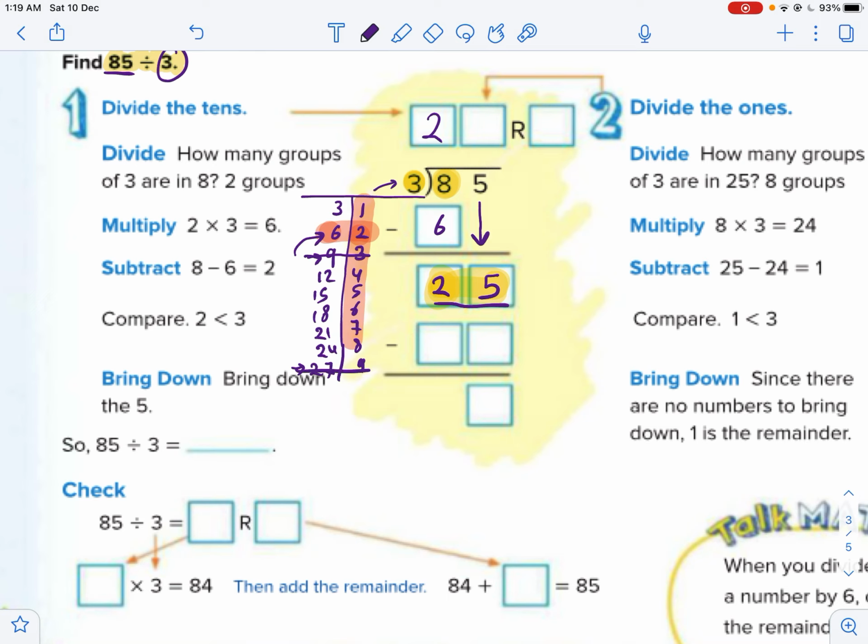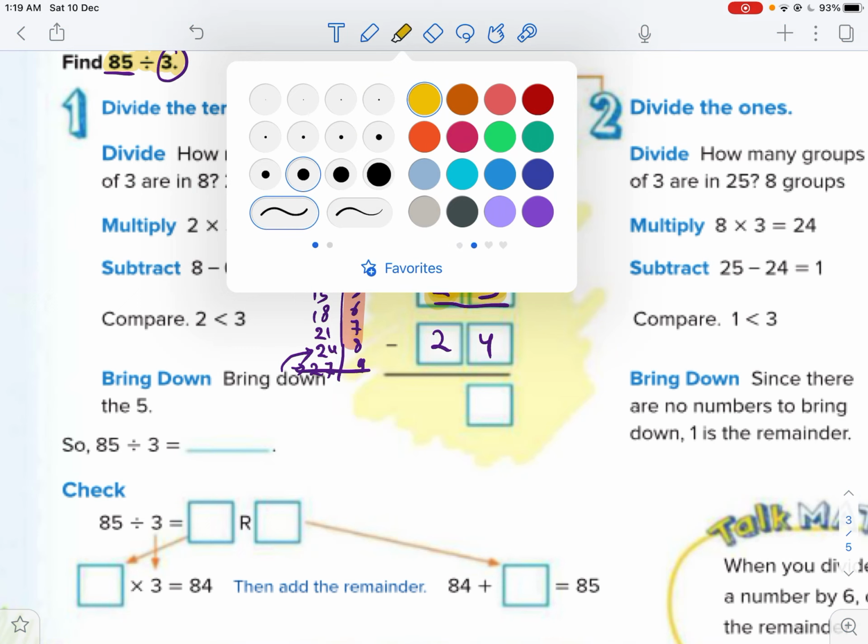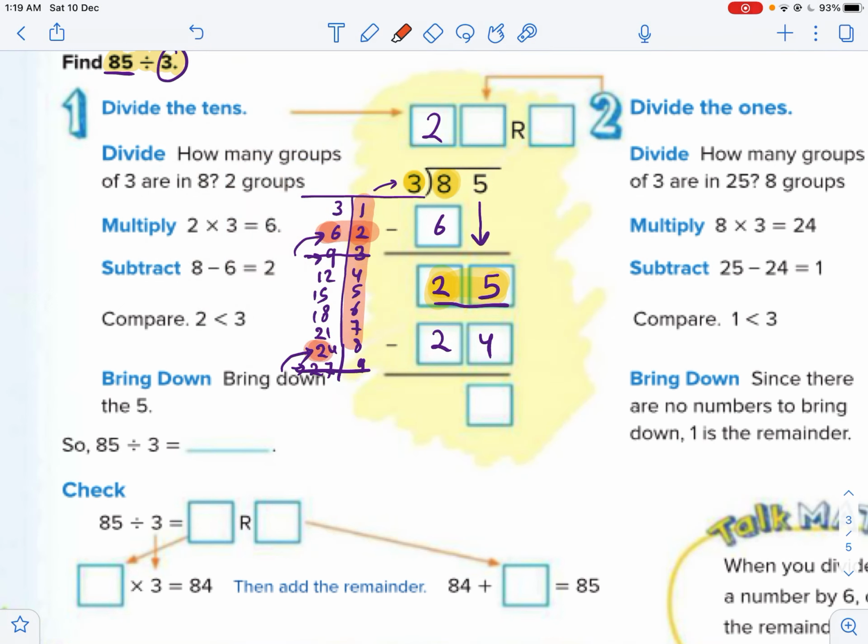You will cross it, you will take the number before it, which is the 24. Now, what was your hero that gave you this number? The number that is next to the 24, it is the 8. So you will write the 8 up here, and then you will subtract. 5 minus 4 is 1, and 2 minus 2 is just 0, so it's nothing. You don't have to write anything.